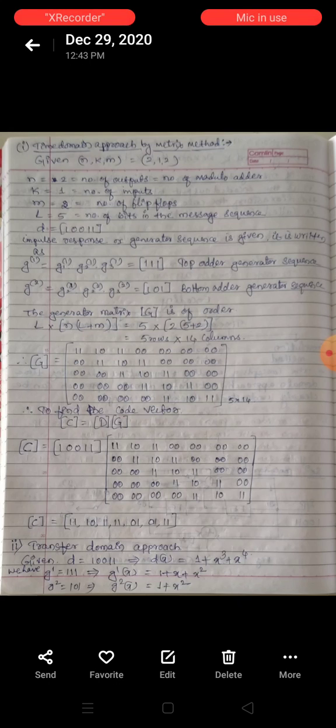After this you have to find the order of the generator matrix. What is the formula? L into N times L plus M. L is 5, N is equal to 2, so 5 into (5 plus 2). 5 plus 2 is 7, 7 into 2 is 14. So 5 rows and 14 columns.